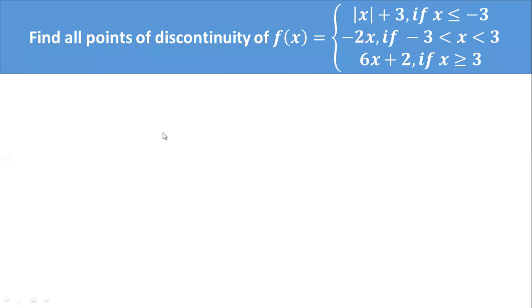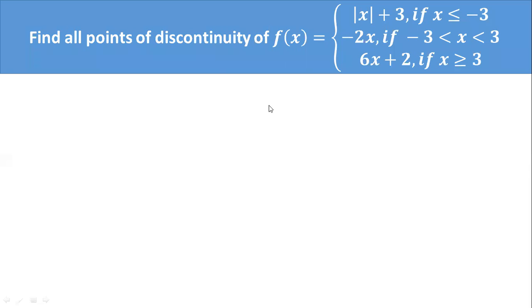So we'll try to solve this question. What the question says: you have to check the discontinuity of the function, where f of x is equal to mod x plus 3 if x is less than or equal to -3, and it is -2x if x lies in between -3 and 3.